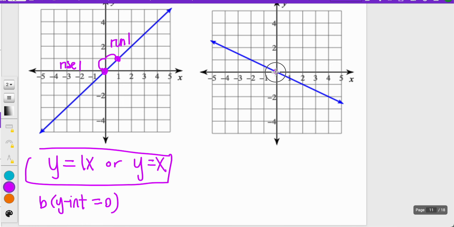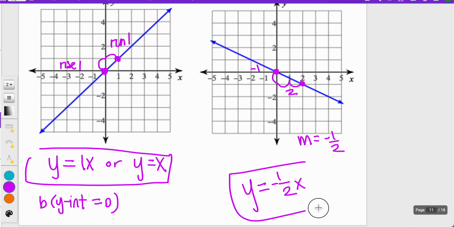Here's our next one. See if you can try the next one on your own. Start at 0, 0, find the next perfect point, and then see what you get. All right, my next perfect point I'm seeing right here, so not too far. So I'm going to go down 1. So that's a rise of negative 1, and then run 2. So my slope is negative 1 over 2. So my answer for this equation is y is equal to negative 1/2 x.